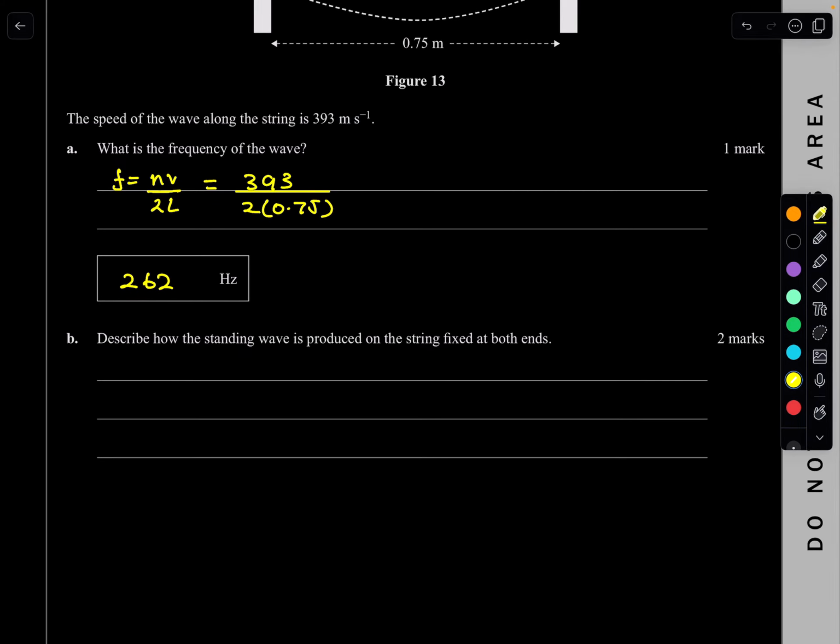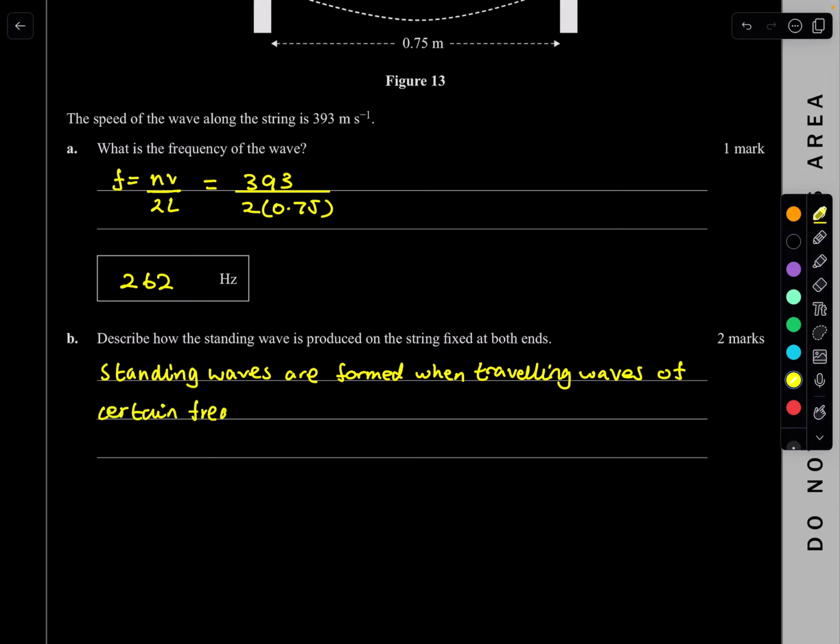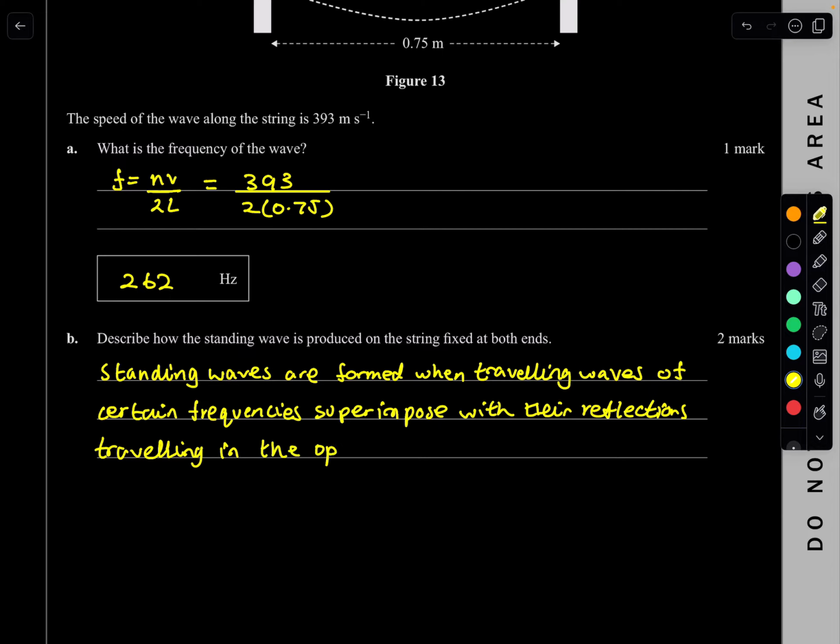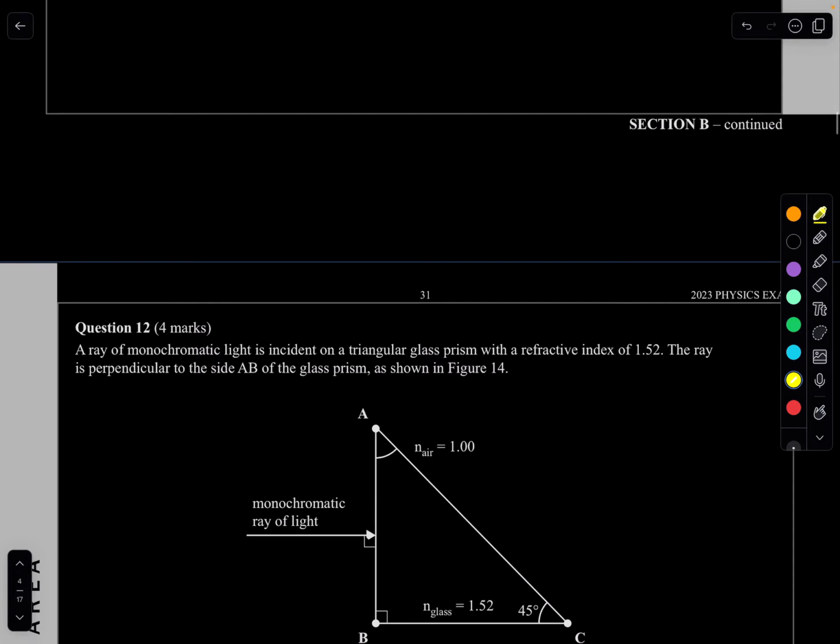Okay, let's go. Standing waves are formed when traveling waves of certain frequencies are superimposed with the reflections traveling in the opposite direction. Beautiful. That's it. Next question, question 12.